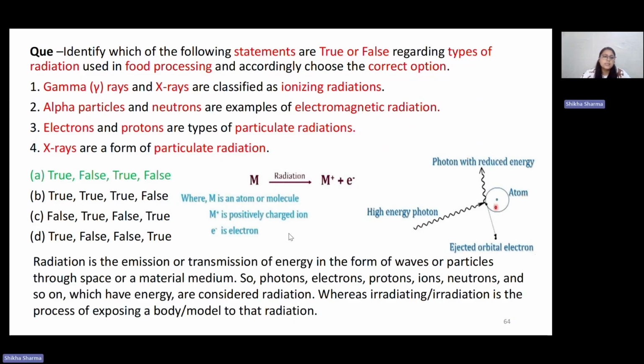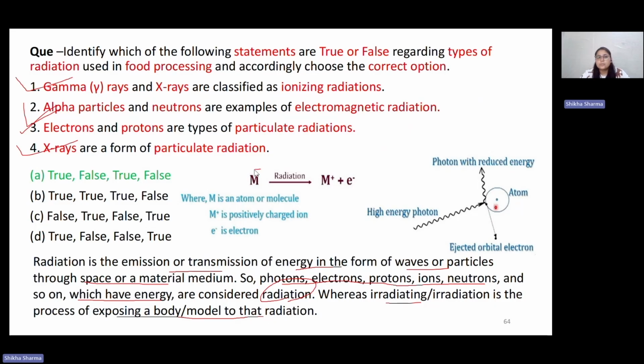Okay, so answer A is correct: statement 1 is true, the second is false, the third is true, and the fourth is again false. Basically, radiation is the emission or transmission of energy in the form of waves, or sometimes in the form of particles, through space or a material medium. Photons, electrons, protons, ions, neutrons, and so on, which have energy, are considered radiations, whereas irradiation is the process of exposing a food or material to that radiation.